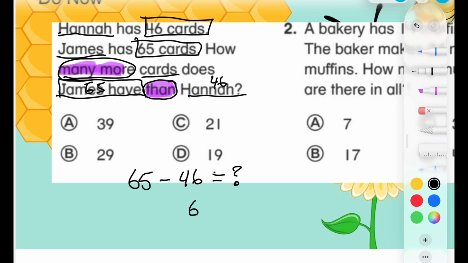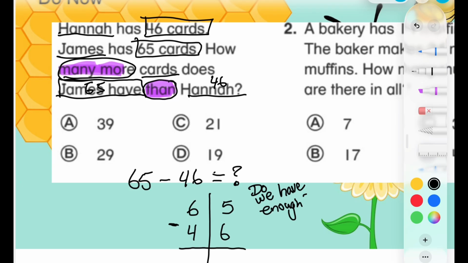We're going to put 65 down and our place value line down the middle. Next, we're going to put 46 in the chart, our operation, which is subtract, and our line where our difference will go. So now we ask ourselves our famous question: do we have enough? Do you have enough to take out and have something left over?